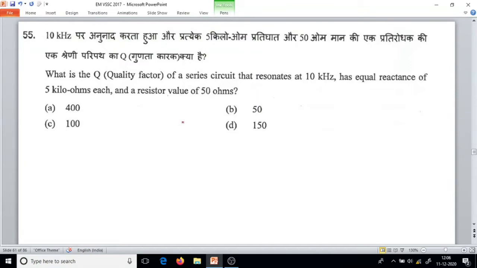Question number 55. What is the Q factor of a series circuit that resonates at 10 kHz, has equal reactance of 5 kilo ohms each and a resistor value of 50 ohms? At resonance, what happens?